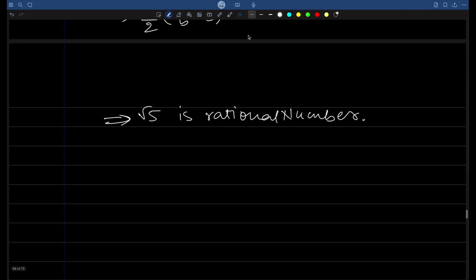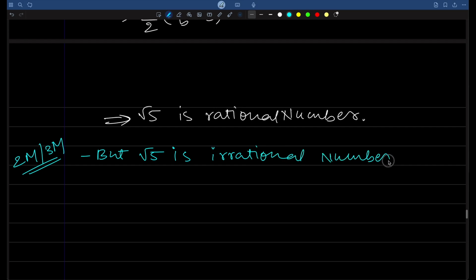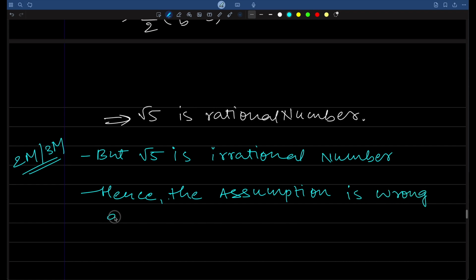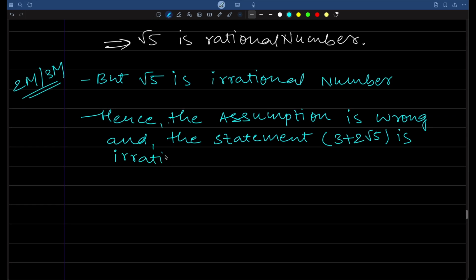If the question is of 2 or 3 marks, then you can directly write that but root 5 is an irrational number, and hence the assumption is wrong, and the statement 3 plus 2 root 5 is irrational is true.